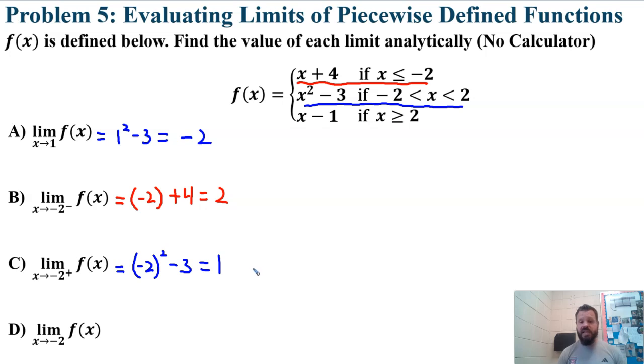All right, so what we see here is that our left-hand limit and right-hand limit give us different answers. That means the limit as x goes towards -2 of f of x does not exist.